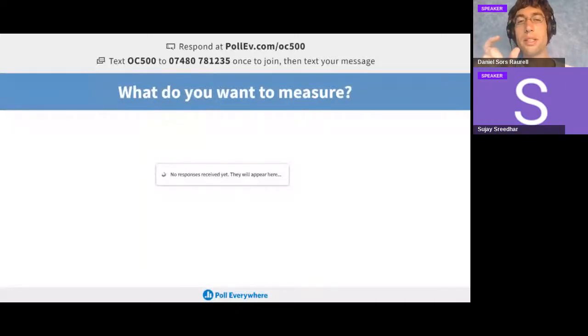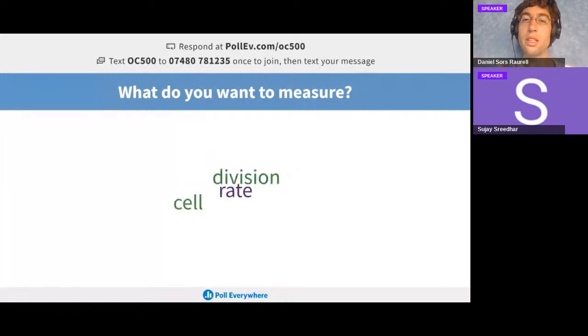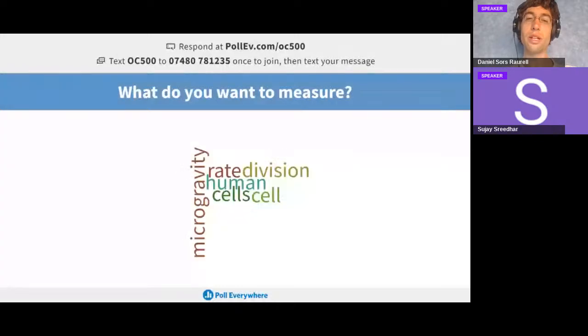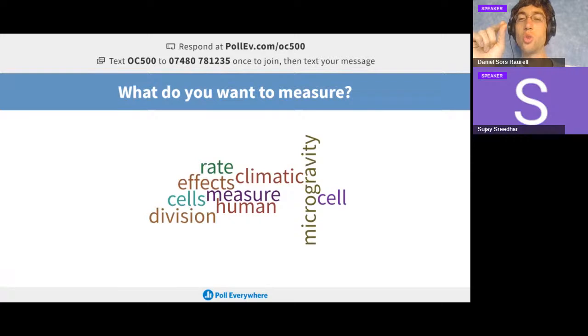Because these parameters are going to be defining the payload, the sensors, the instruments that we would be using for our mission to be successful. So if we want a successful mission, we would need to measure this. Very good, I see microgravity here. So we would like to measure the exact microgravity levels next to the cells to understand the impact of it.